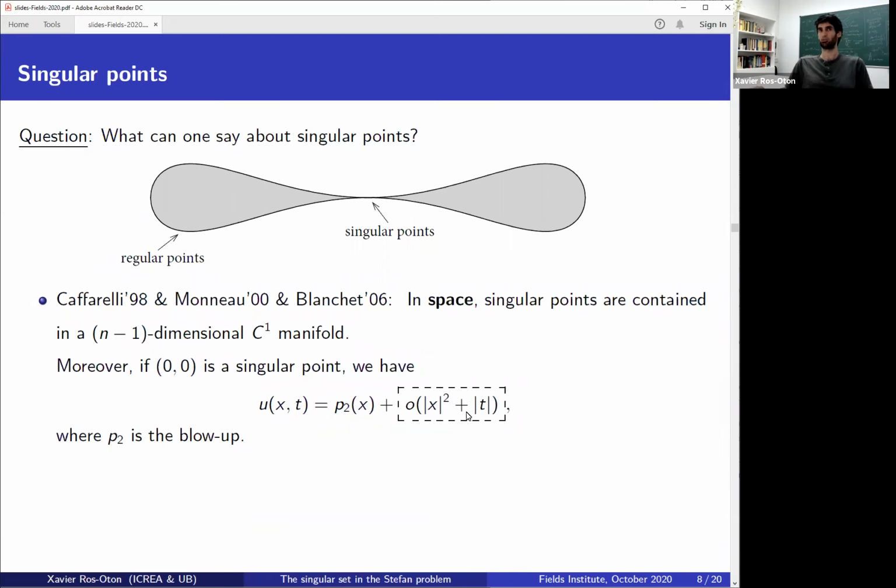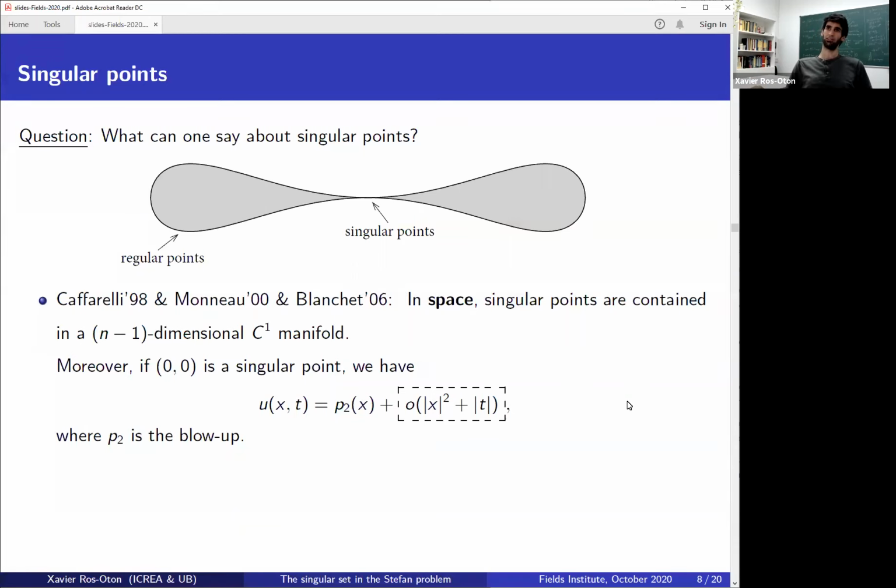This is because of the parabolic scaling that you do in blow-ups and in the monotonicity formulas that are hidden here. So this is, in a sense, the classical theory for the Stefan problem, including the singular set. And this is everything that was known until very few years ago.